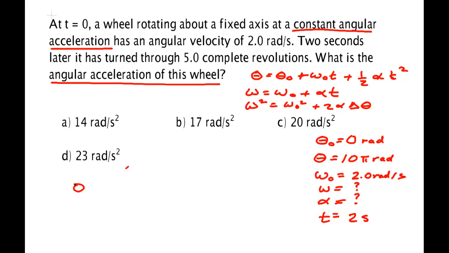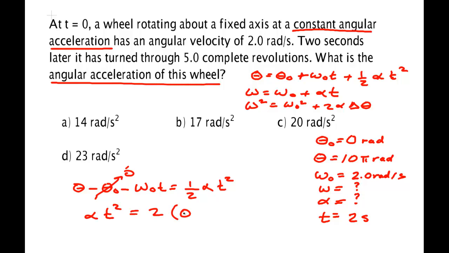I have theta minus theta naught minus omega naught t is 1/2 alpha t squared. Theta naught is 0. Therefore I have alpha t squared is 2 times theta minus omega naught t. So alpha is 2 times theta minus omega naught t divided by t squared. Have everything I need to plug and chug into this problem.